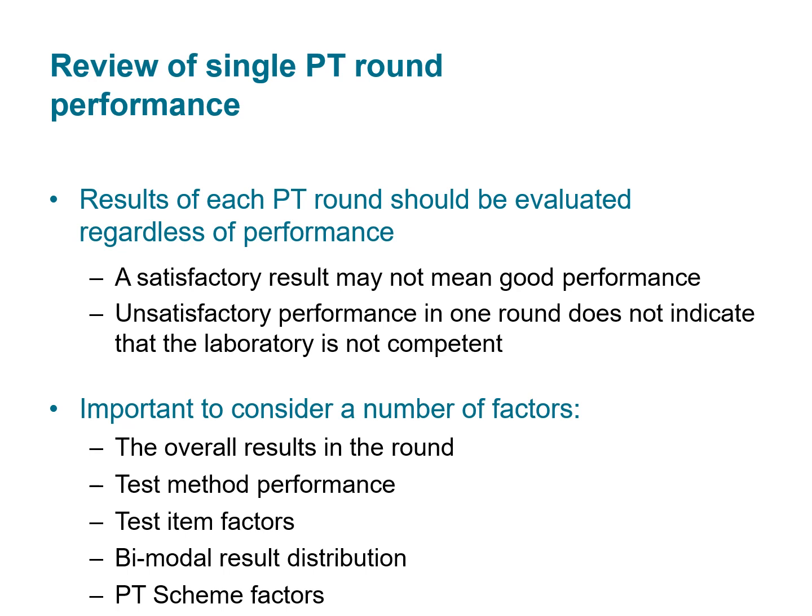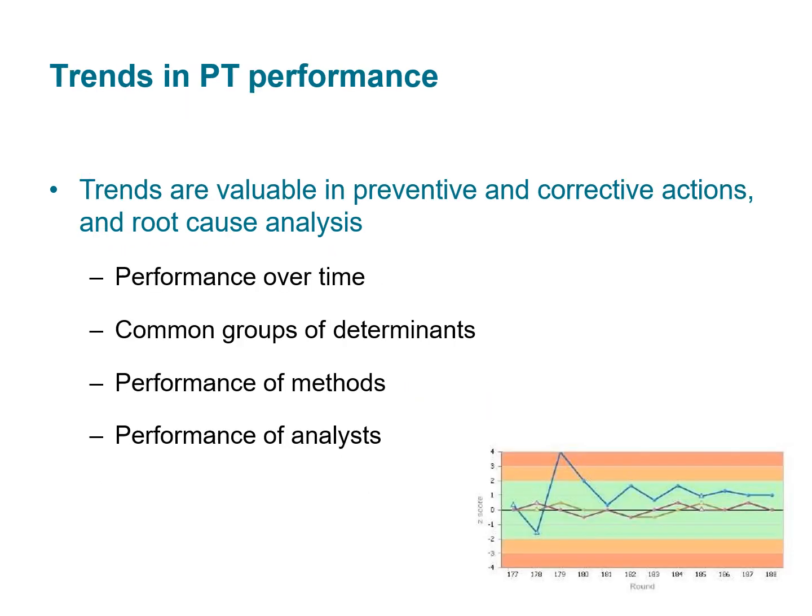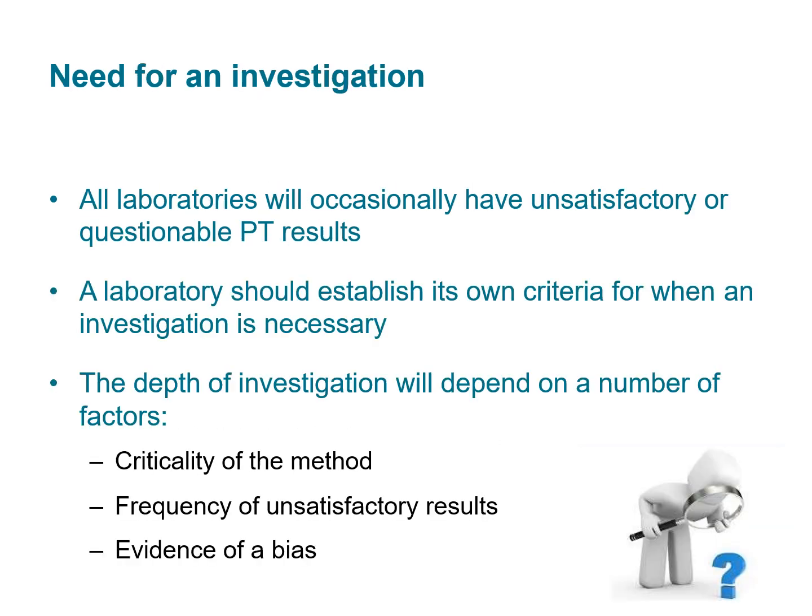So by joining the PT scheme, we can identify what are the problems that we are facing in our laboratory. It is important to consider a number of factors: basically the overall results in the round, the test method performance, the test item factors, bimodal result distribution, and PT scheme factors. So class, the results here show the trend in the PT performance. Trends are basically useful for preventive and corrective actions, and root cause analysis as well. So the performance over time, common group of determinands, performance of the method, and performance of the analyst. By doing all these, we can observe the trend in the PT performance.